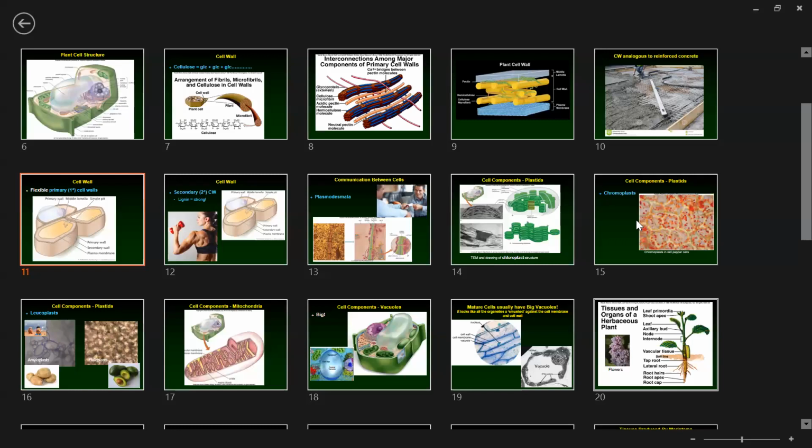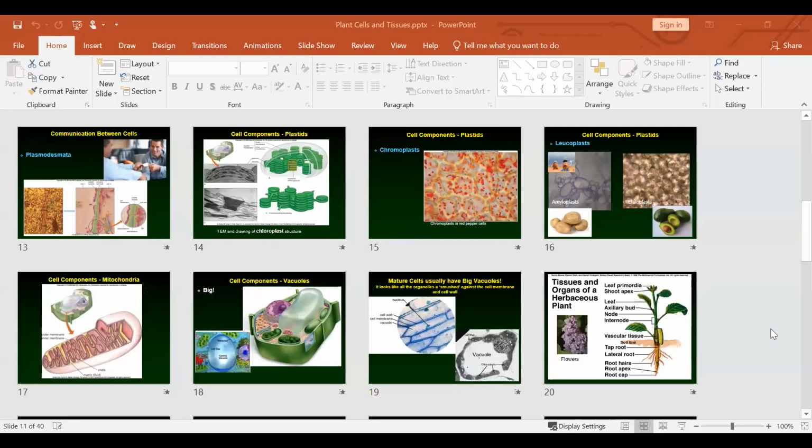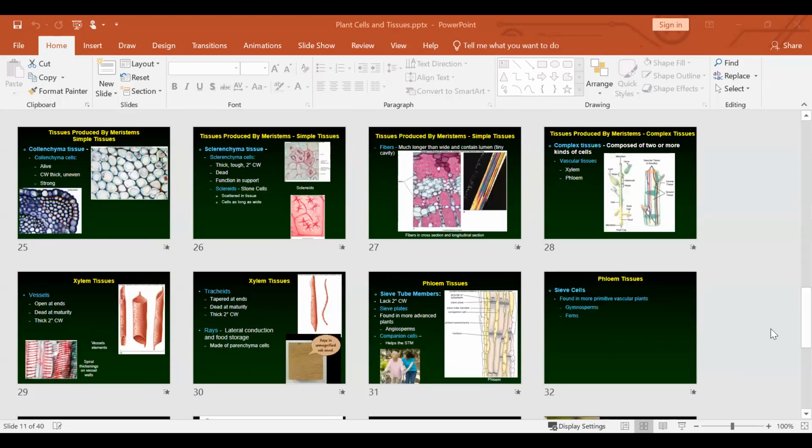Ah, yeah. So vascular cambium. Are you looking at a particular slide? I've got to stop share. And let me reshare. Okay. Did you have a slide number? Vascular cambium, is that what you were asking about?